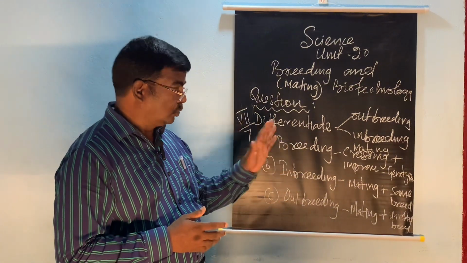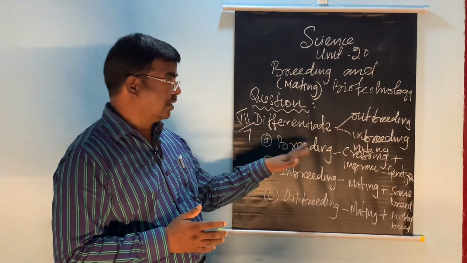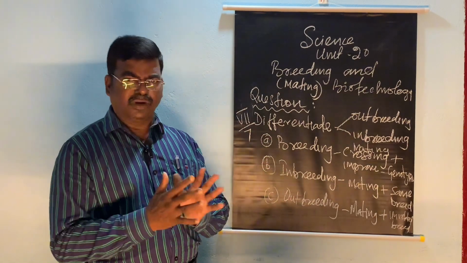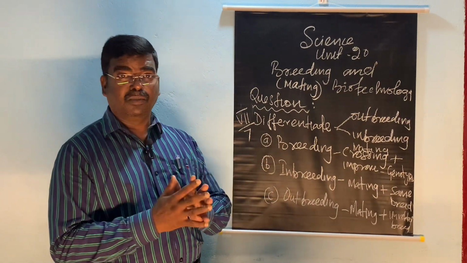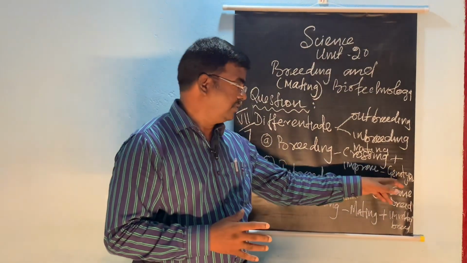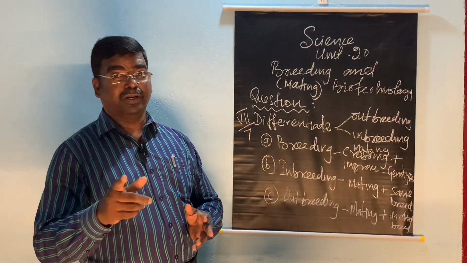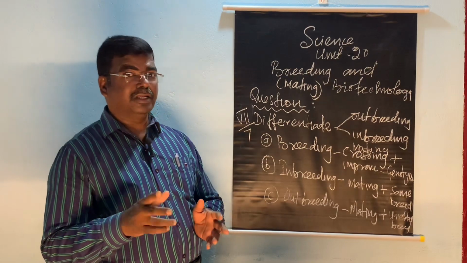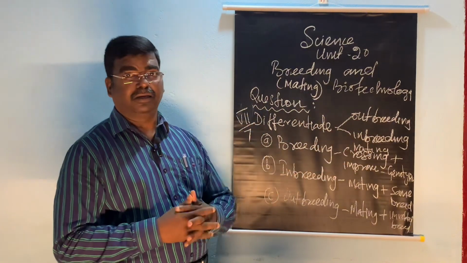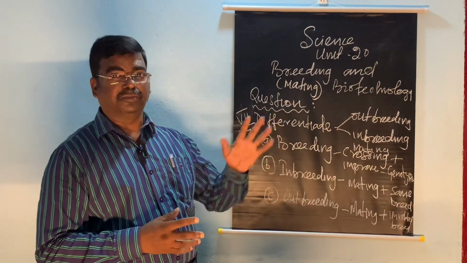So you should know these things about breeding. What is breeding? Mating or crossing of animals. When we are crossing these animals, they are getting improvement in the level of genotypes. There are two types, genotype and phenotype. Genotypes mean in the level of genes. So based on this mating or crossing, it is divided into two types.